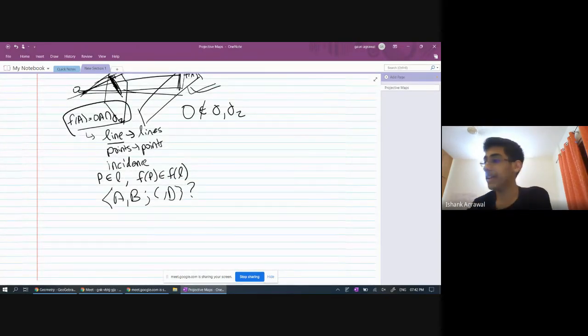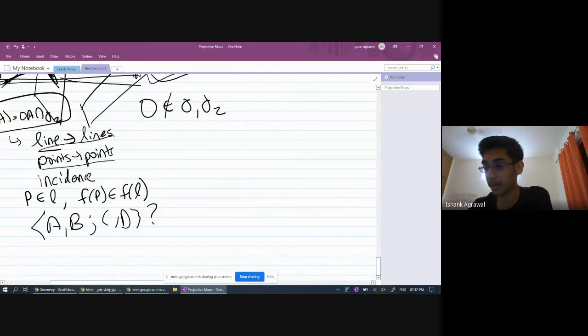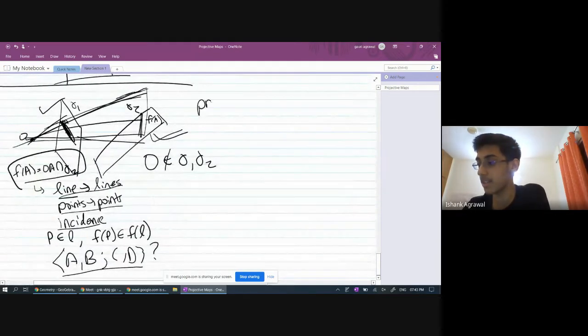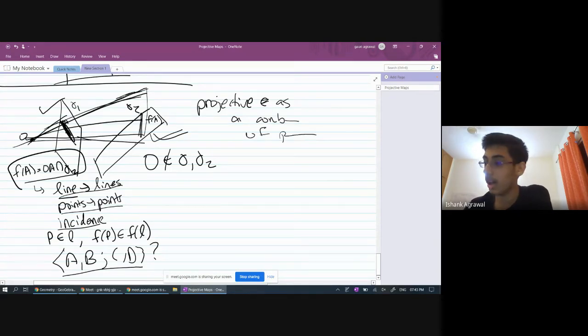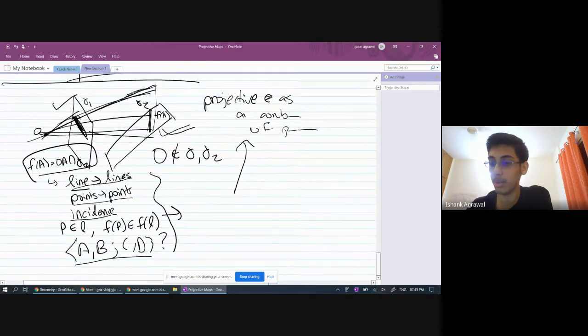Incidence is also preserved. Now, it's true that lines are mapped to lines, points are mapped to points, incidence is preserved, and cross ratio is preserved. And by the way, we also define a projectivity as a combination of such perspectivities. Okay, clear. So is it true that if we have these four things, then we can write it as a projectivity? Would that be true? Any ideas? Any guesses?